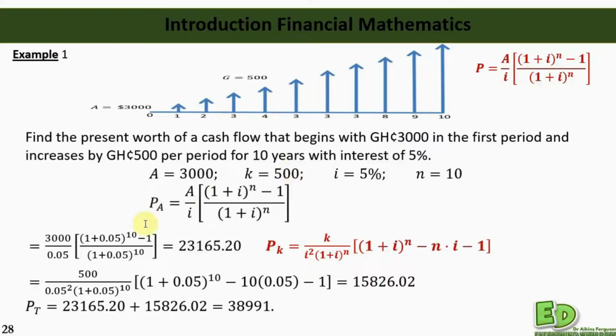So first of all, we find the present value of that uniform amount. A, which is 3,000, over the interest, times 1 plus the interest raised to the power 10 years, n, minus 1, over 1 plus the interest rate raised to the power 10, right? That will give us 23,165.20 as the present value of that uniform amount, 3,000. Then we'll find the present value of the constant increment, which is 500 Ghana cedis, using the formula that we just got from the steps, right?